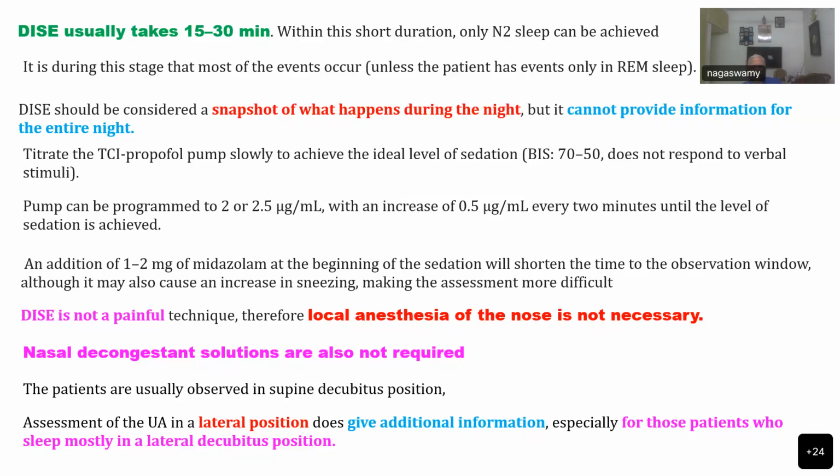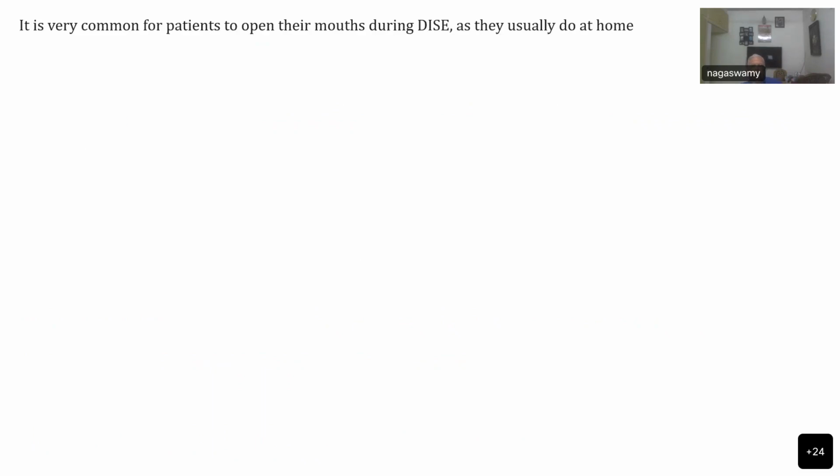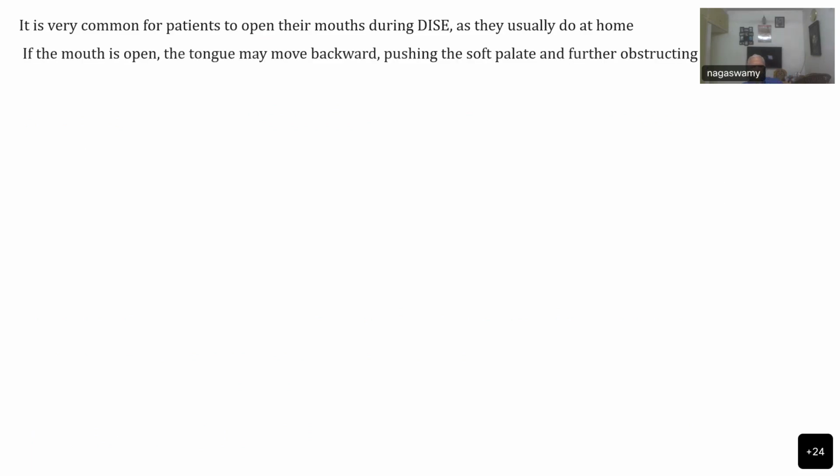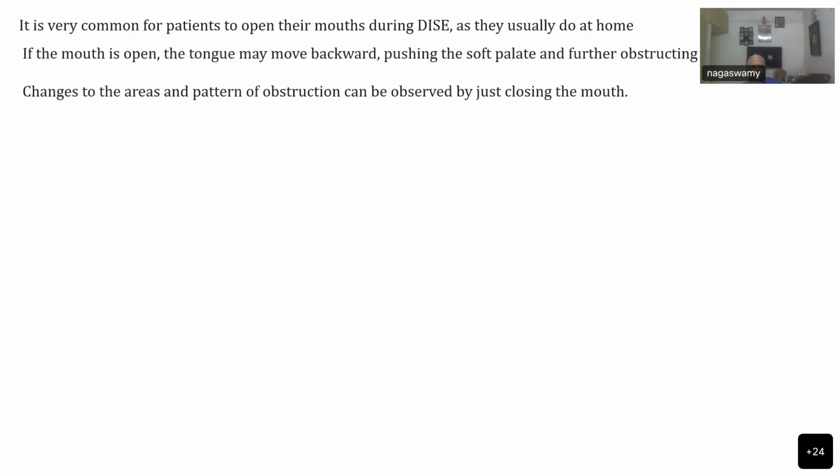It is not necessary that you should do it only in supine, but in supine you can find out the maximum obstruction that is happening. And it is very common for patients to open their mouth during DISE. You would have seen some of the patients with obstruction, especially children with big adenoids. They have that classical adenoid face. Their mouth will always be open, the tongue will be partially protruding, and they develop buck teeth also because of all that. The same thing can happen in adults also. They keep their mouth open and prevent the tongue going backward, pushing the soft palate.